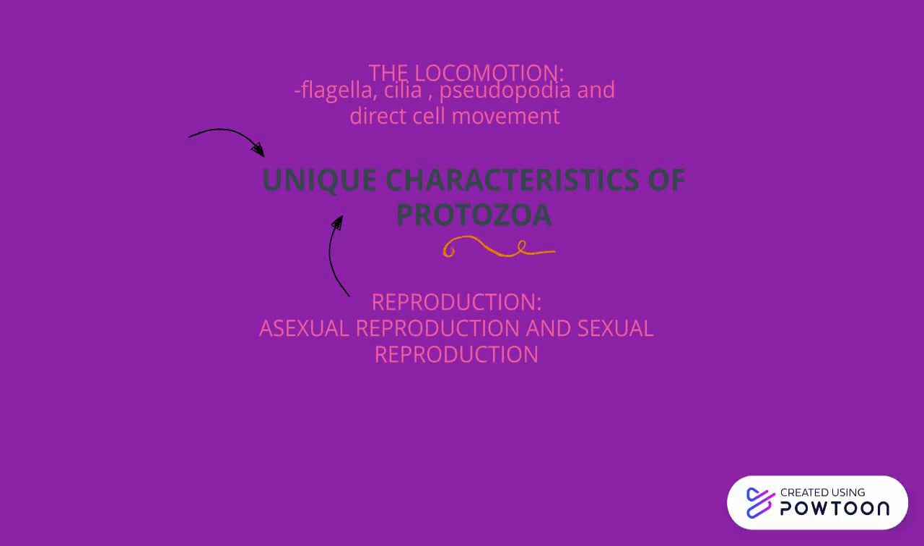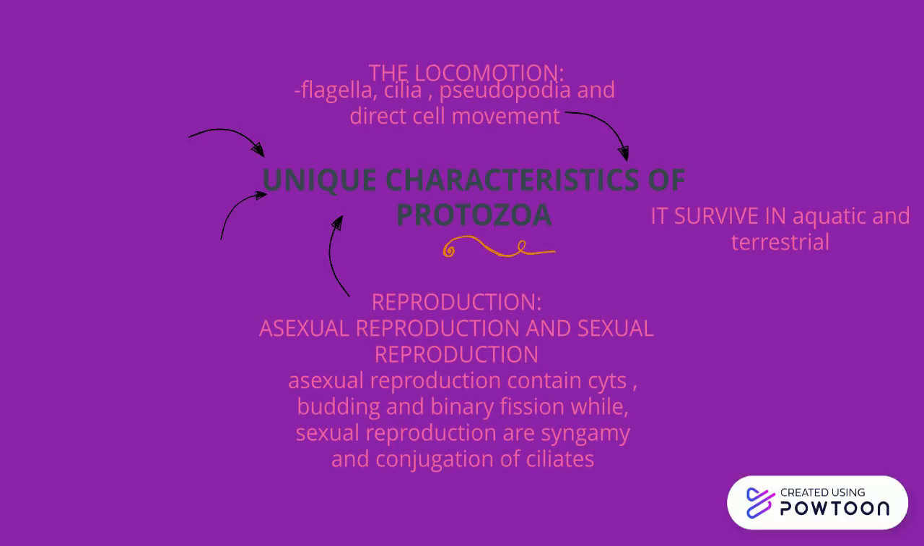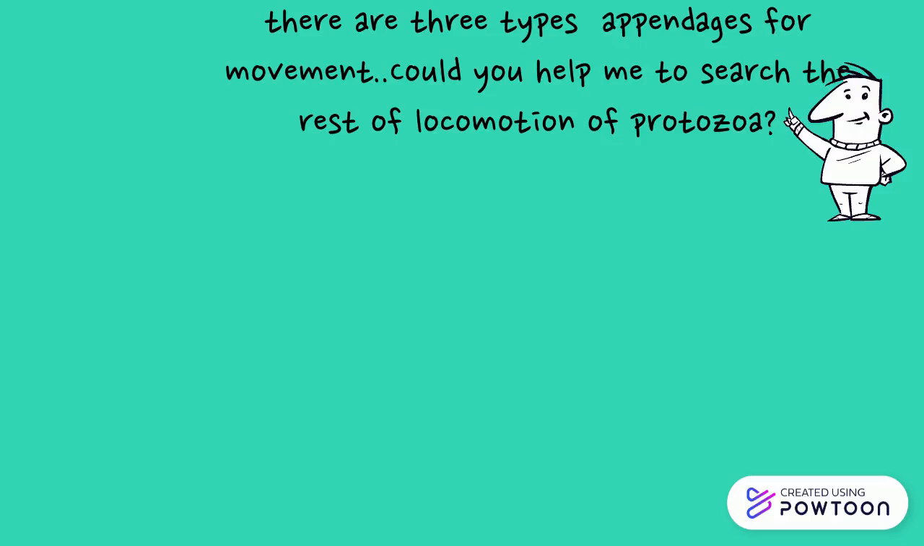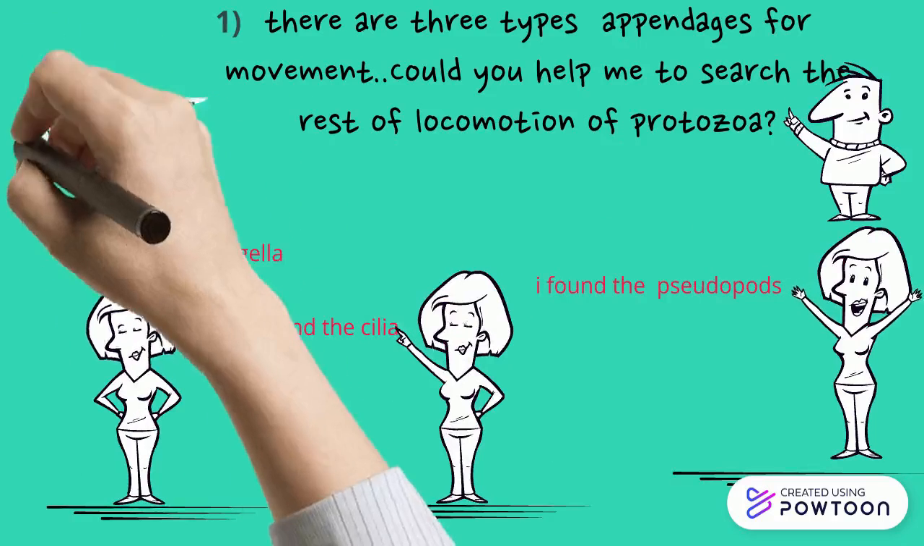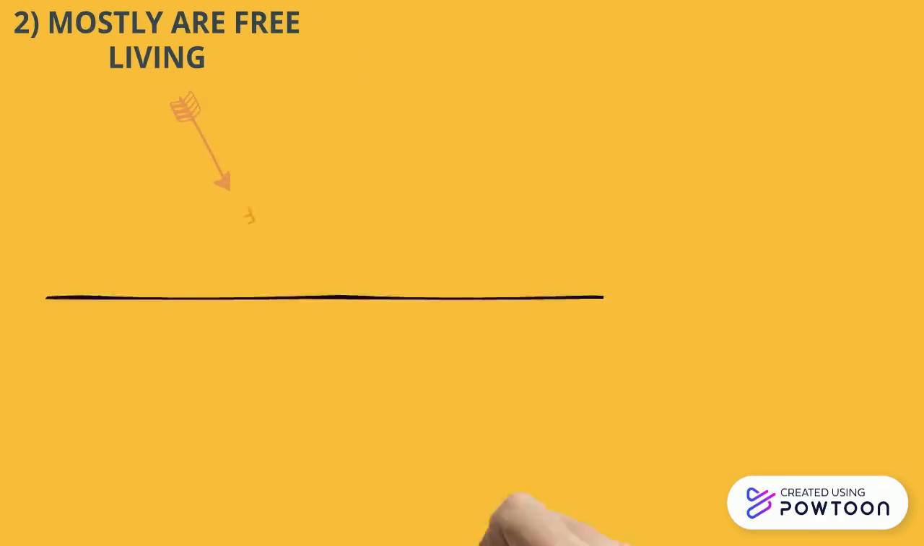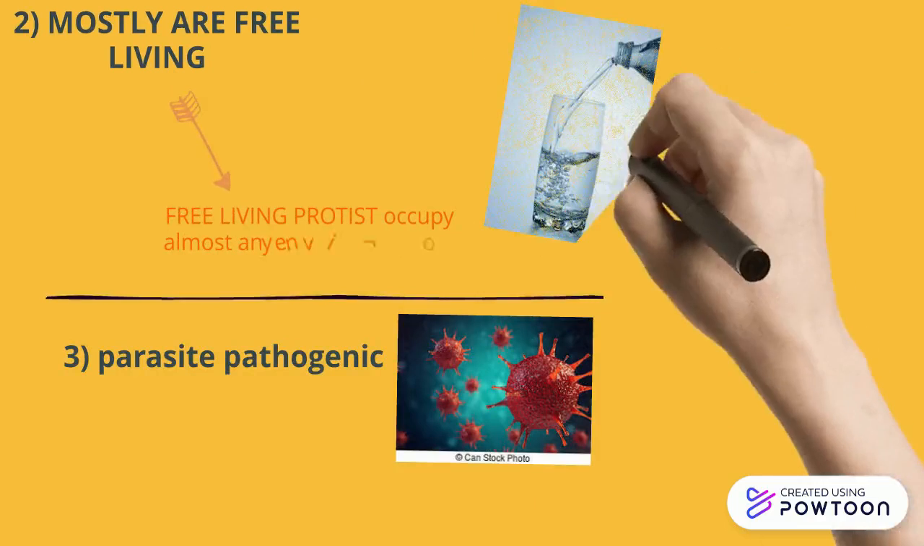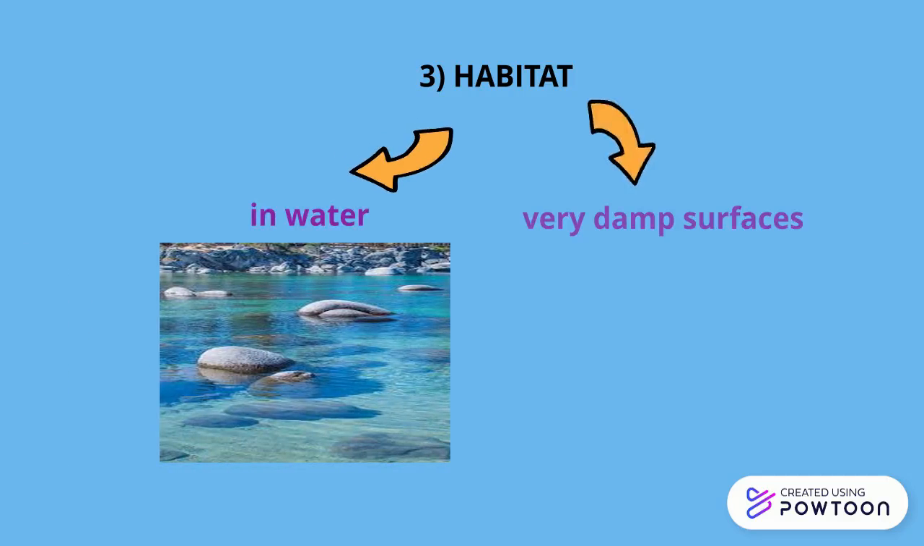Here, there are 5 specific unique characteristics of protozoa. This slide is about the 3 types of appendage for movement that protozoa have, such as flagella, cilia, and pseudopodia. The next unique characteristics of protozoa are that they are mostly free-living and parasitic or pathogenic. Lastly, there are 2 types of habitat where protozoa stay, such as in water and on very damp surfaces.